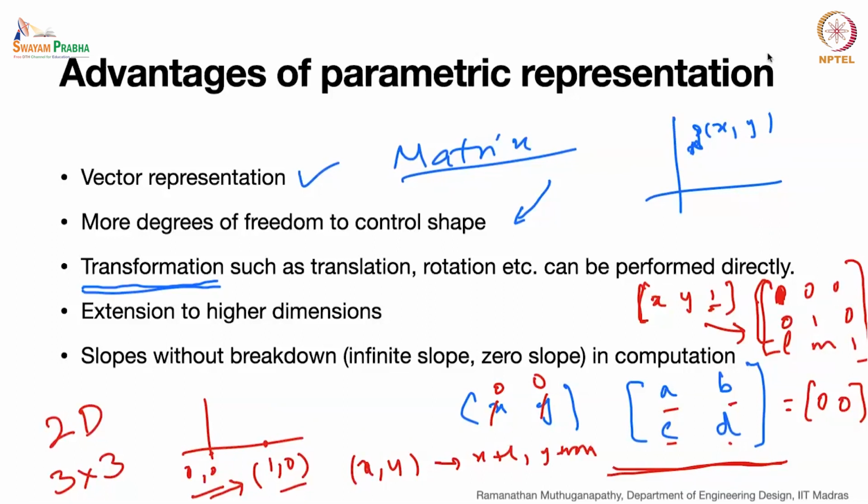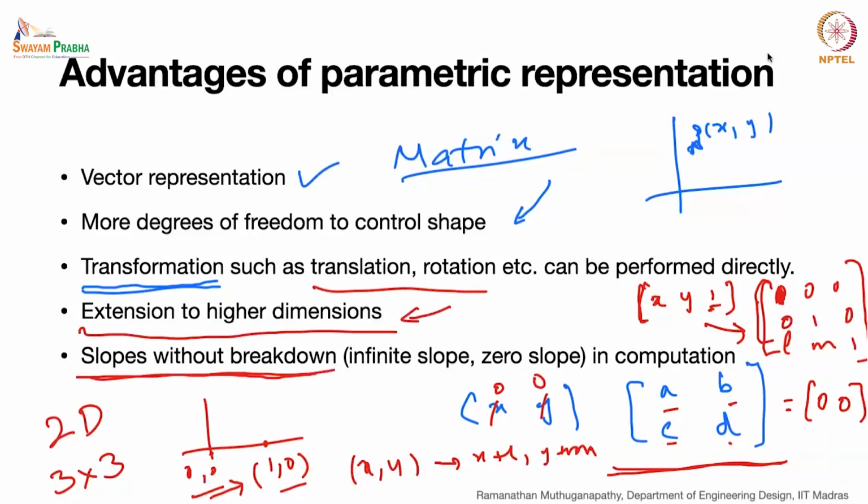So that is one of the things that is very amenable. With vectors, you can immediately see we can use all the matrix algebra and do a lot of operations like translation, rotation, everything. And as it's a vector, dimensions don't matter; you can go to any dimension. The last point is a little bit intriguing. For example, it can work without a slope breakdown.